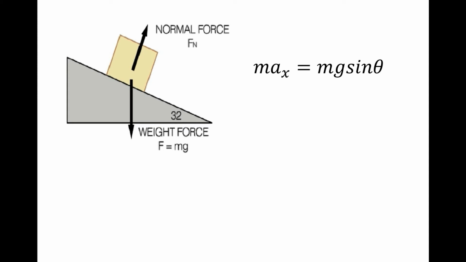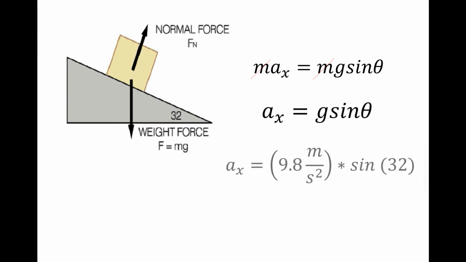We don't need the mass in this situation, so we can cancel them out. Then we plug in the values that were given into the formula, which is gravity 9.8 meters per second squared times sine 32, and the acceleration is 5.2 meters per second squared.